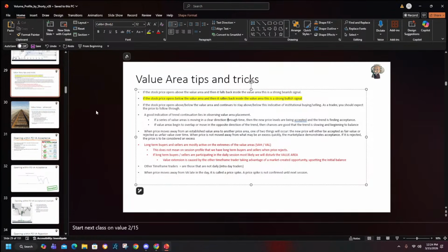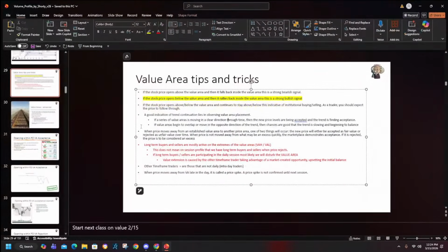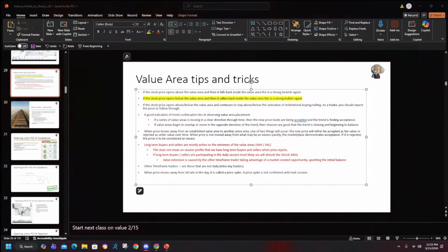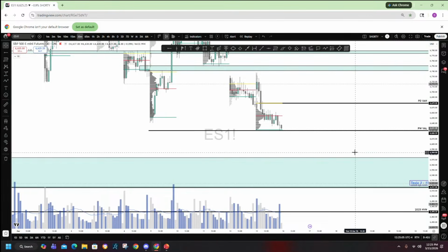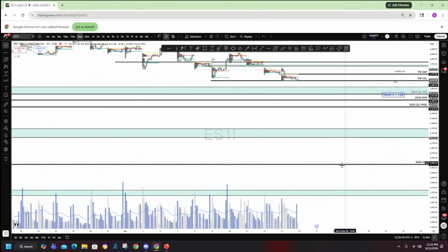Does that make sense? Yeah. Okay. So if the initiative seller showed up, and this is just day-to-day profile, what are the odds the initiative sellers are going to show up on the 2025 value area low? I would think buyers. Okay. So our 2025 value area low is where? Nine. A long way down.